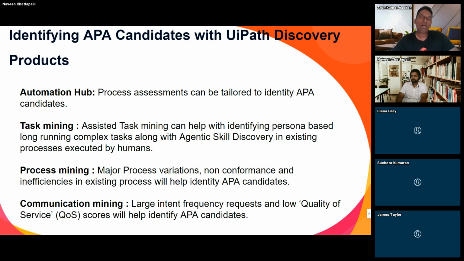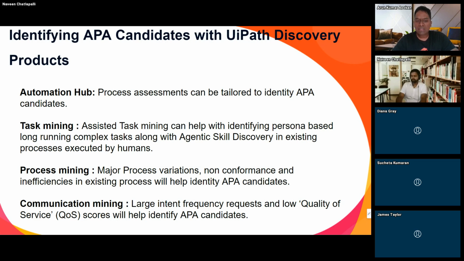That will help build us the skill or the tooling capability of the agentic process automation. Similarly, with process mining, we have many out of the box features which we can tailor to identify APA candidates, like identifying process variations, non-conformance, and inefficiencies in the process.